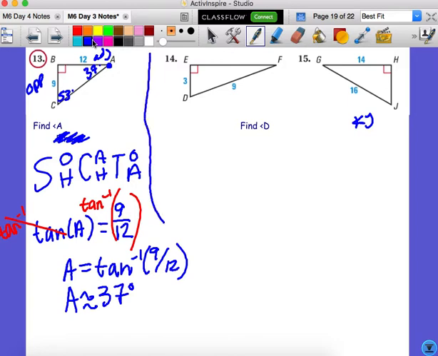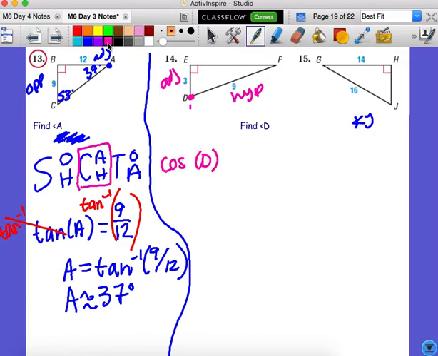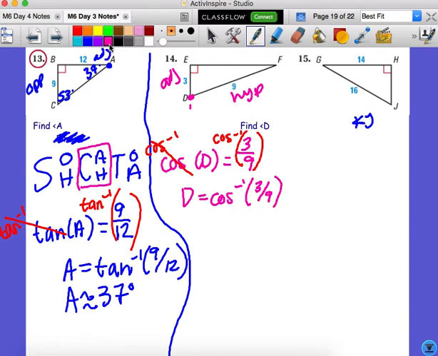For the next one, we're going to find angle D. Looking from D, we have our adjacent and our hypotenuse. That's the cosine ratio. So the cosine of D should equal the adjacent over the hypotenuse. To get rid of the cosine, cosine has its own inverse. So I take cosine inverse of both sides, so that D equals the cosine inverse of 3 over 9.